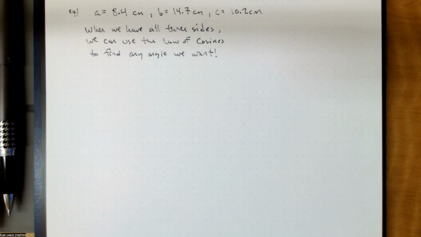It's different with the law of cosines angle version. When we have all three sides, we can use the law of cosines to find any angle that we want. So good news, we have a choice of what angle we go after first. Bad news, we have a choice of what angle we go after first. Everybody wants choices until we have to make choices.